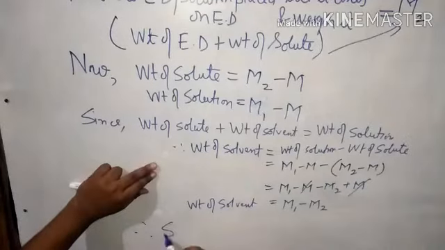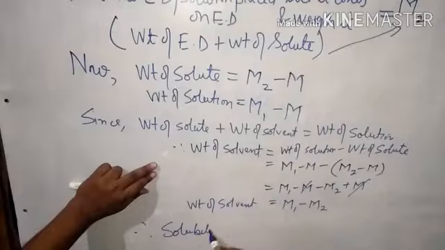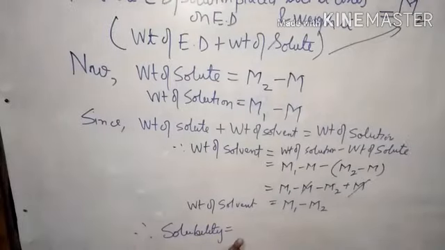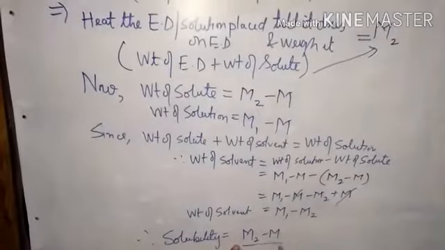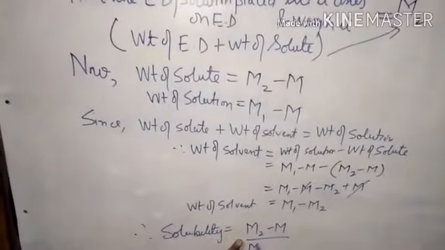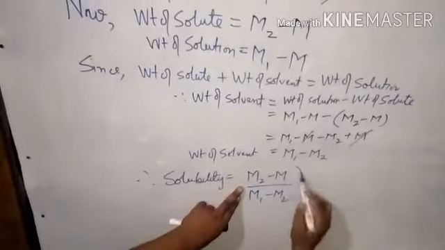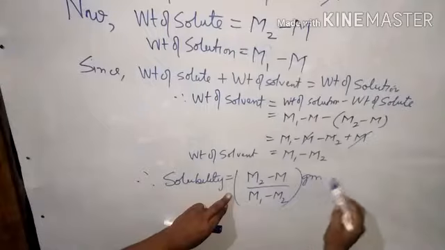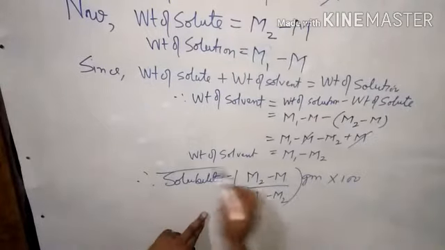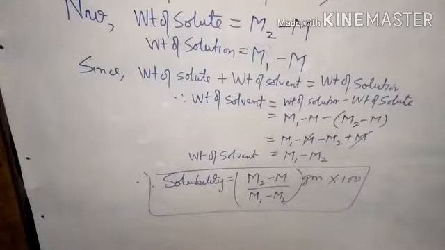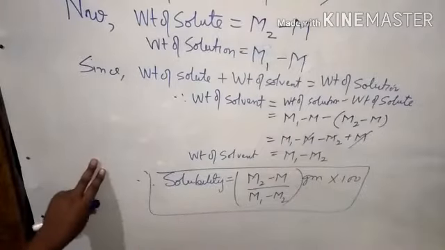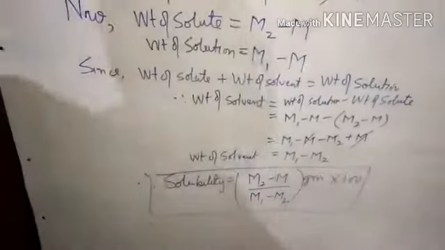Therefore, what is solubility? We can get solubility. Solubility is the weight of solute, M2 minus M from the formula, upon the weight of solvent, M1 minus M2, all in grams, into 100. As we know, solubility is weight of solute upon weight of solvent, all expressed in grams into 100. So this is the expression for the solubility, and this is the complete step.